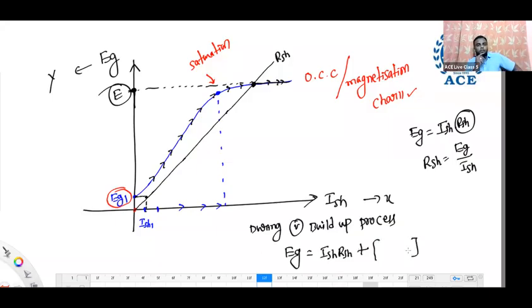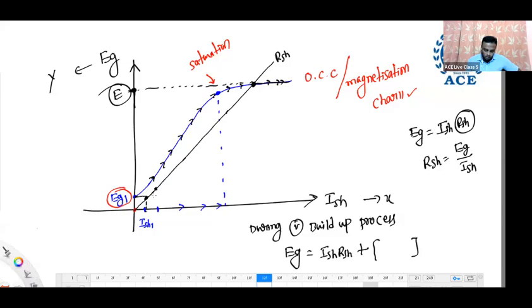Why is that? Additionally, see, actually this point is EG1. After that, the EMF induced should be EG2, but it is not; EG2 is here somewhere. EG2, EG3, and so on.